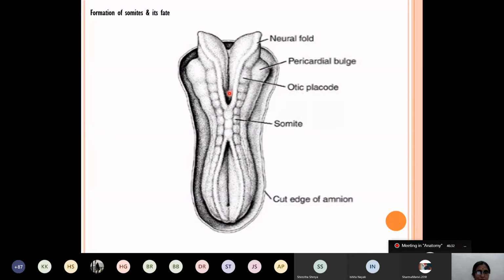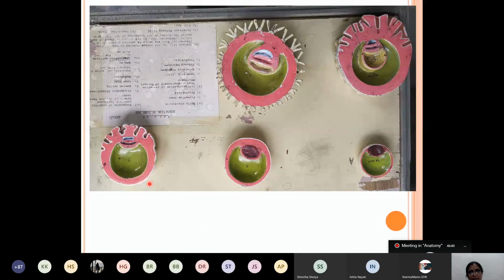And here there is a fusion of the neural tube. This is the cranial neuropore, caudal neuropore. These are the neural folds. Now this is the model.